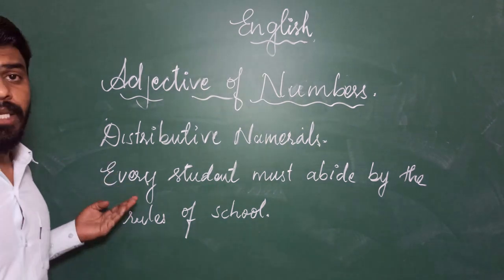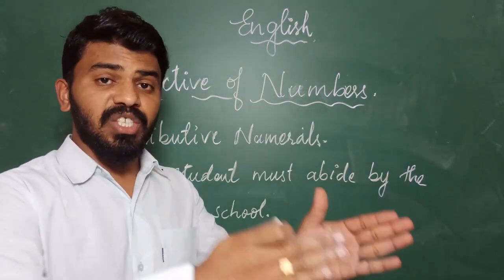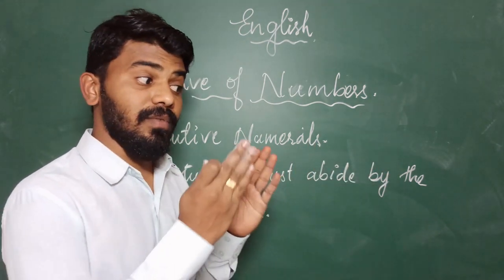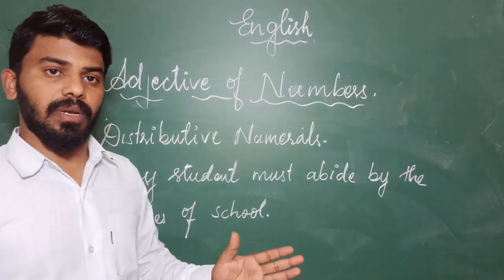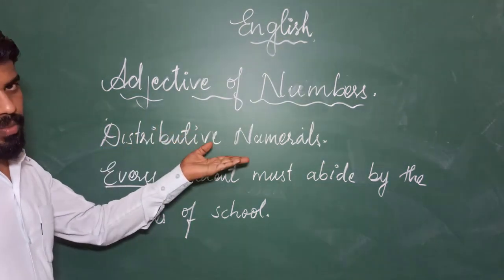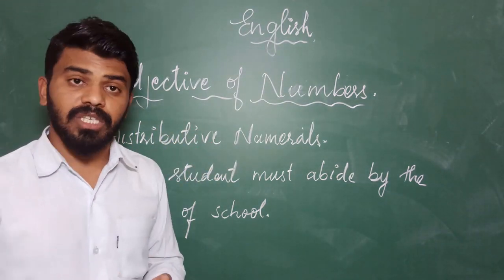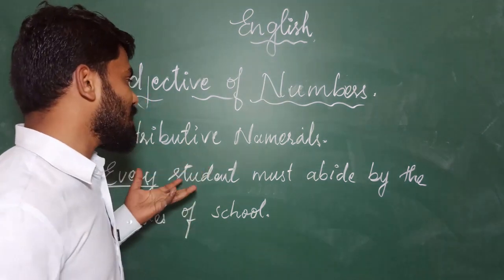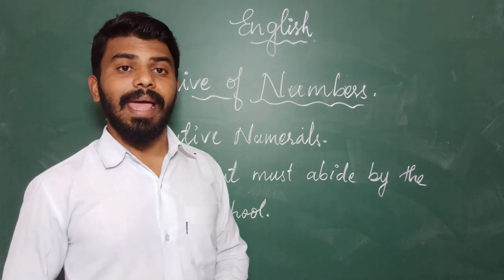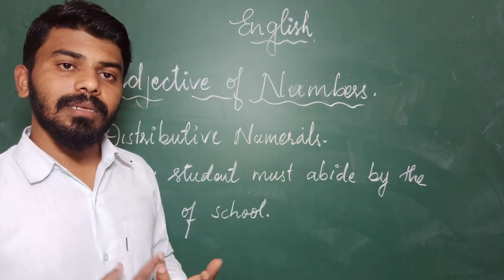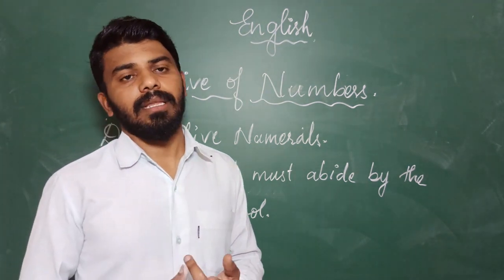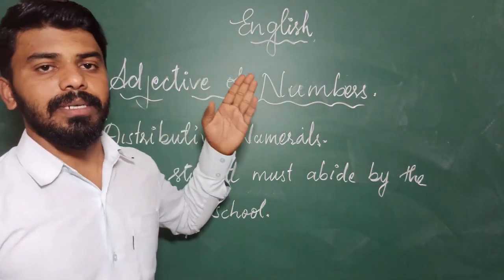This every means everyone, each and everyone, which doesn't exclude anyone, which includes each and every individual. So every is a distributive numeral. So we have every, each, neither nor, either or. These are the distributive numerals. Let us move to the next type of adjectives. So far we have completed 3 types of adjectives. One is quality, and one is quantity, and the last one is the adjective of numbers.